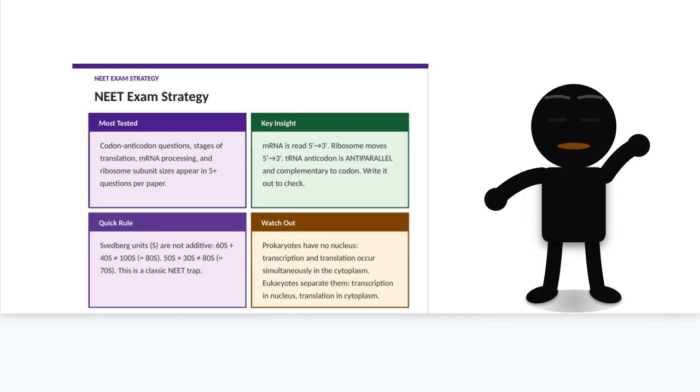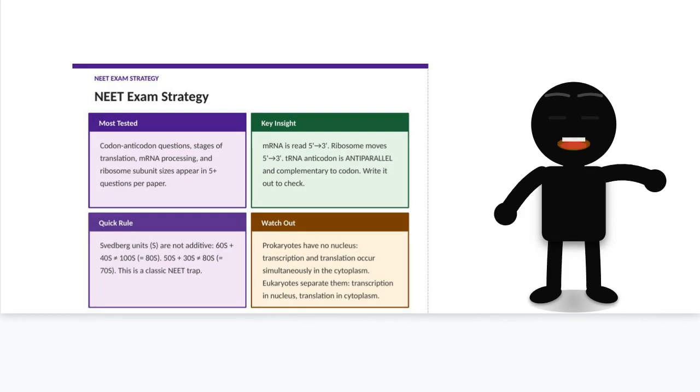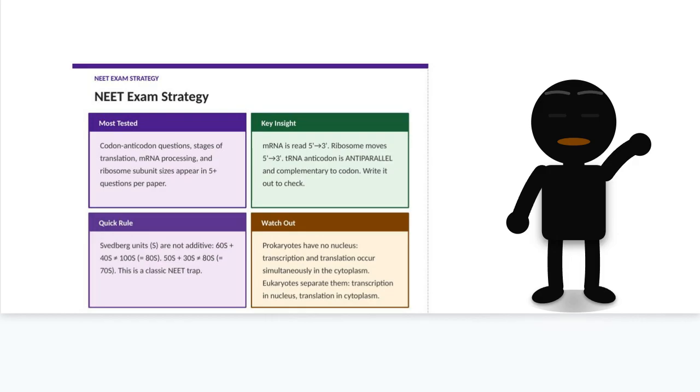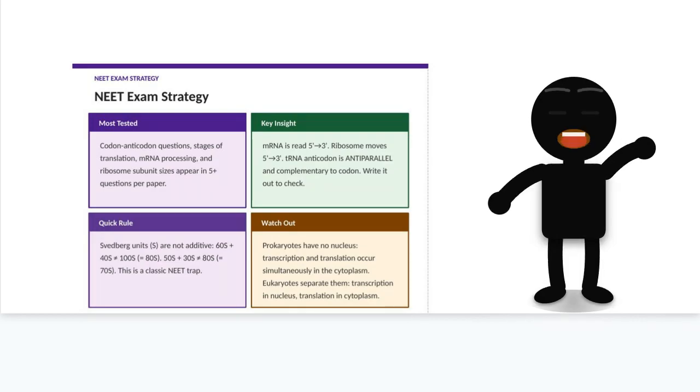A classic NET trap: Svedberg units, S, are not additive because they measure sedimentation rate, not mass. 60S plus 40S gives 80S, not 100S. 50S plus 30S gives 70S, not 80S. Memorize these combinations as separate facts.